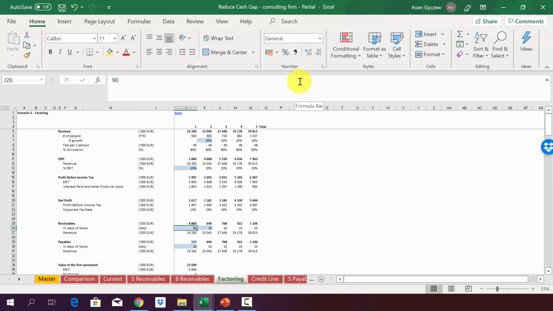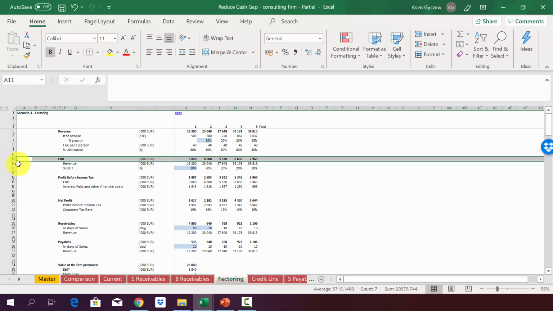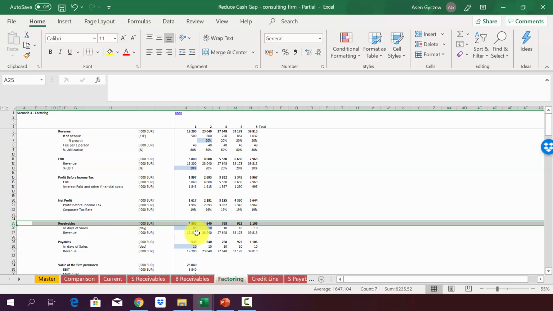Now we'll have a look at the option, the scenario 3, where we, instead of asking our customer to pay us faster, we actually use factoring. So we get the invoices from him, we go to the bank and we get our money faster, but obviously for that we have to pay. So what will happen here is that the revenue will not change in comparison with the current scenario. The EBIT will also stay the same. What will change is the receivables. And here we assume that it will go down from 90 to 10.